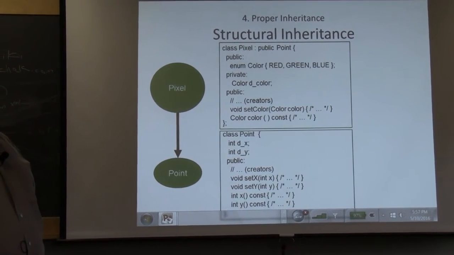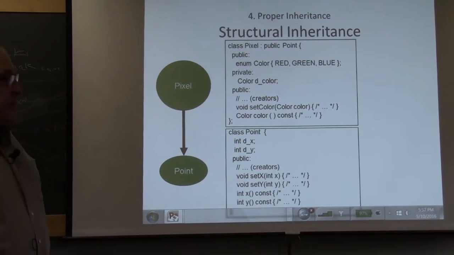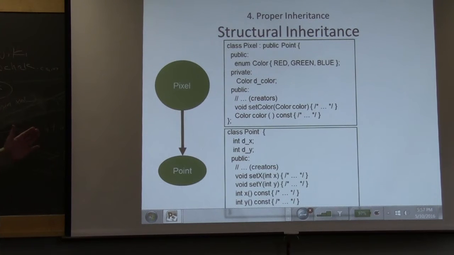Here's structural inheritance. By the way, I'm not saying whether this is good or bad. I'm just saying what it is. Here we have a pixel. Here we have a point. The point has some operations, and the pixel adds some operations. In particular, it adds the notion of color. Okay? Now, you see a very strong difference between these two kinds of inheritance.